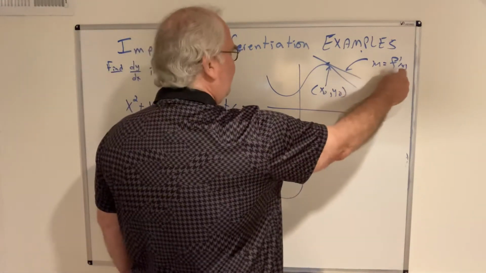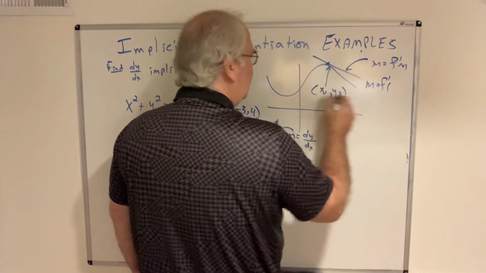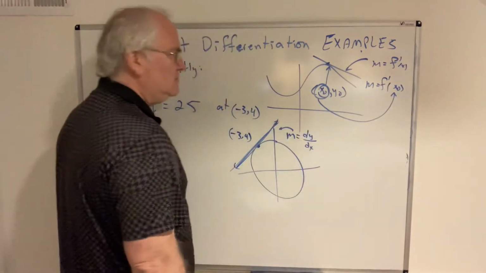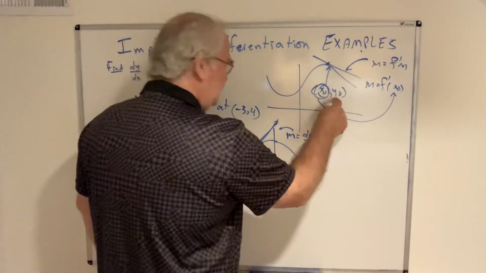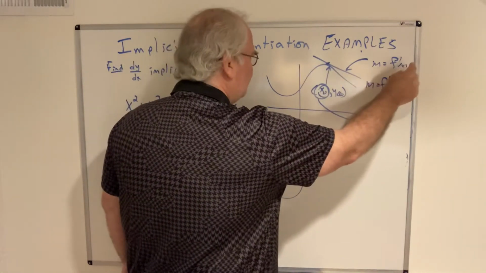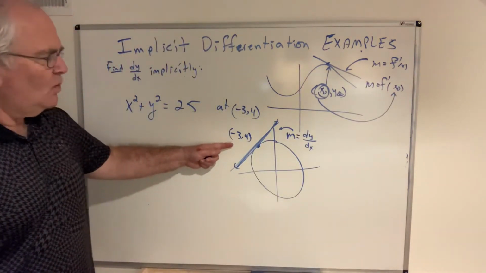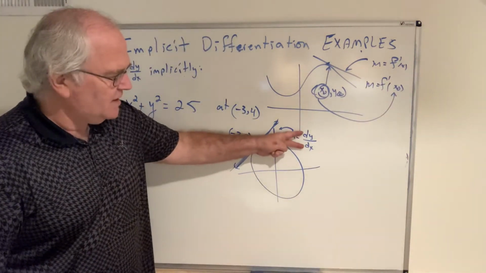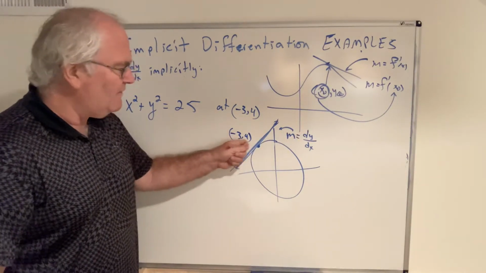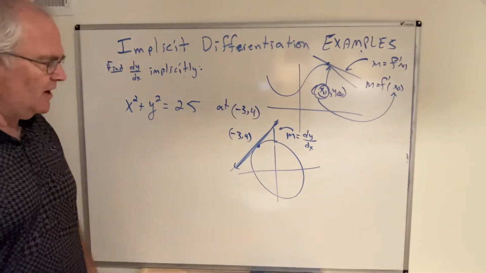Now, we actually find f prime. The slope is found by taking f prime and evaluating it at x0. y0 doesn't go into finding the slope because this is an explicit function of x. But here, we are going to potentially have both x's and y's in this expression. Both negative 3 and the 4 will go into this computation. You'll see this happening as we go.